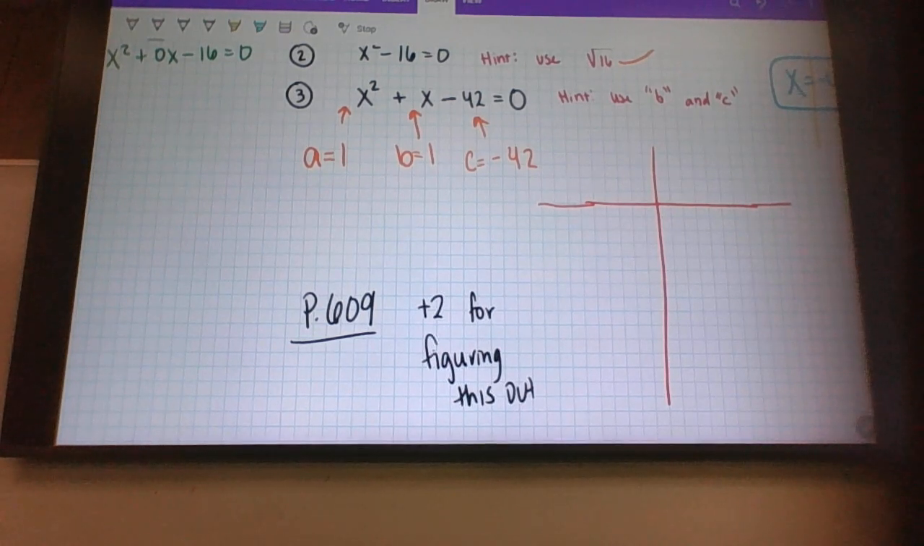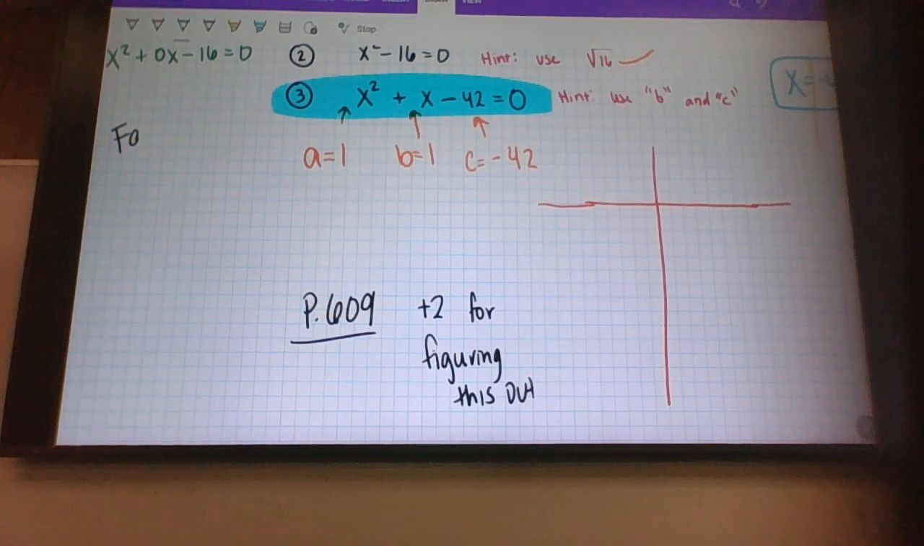This ain't helping nothing. You're doing this problem right here. 609, but it ain't helping. You gotta factor and solve number 3. For page 609, read page 609, figure out how that problem is solved, then try to apply the same strategy to the one on the screen. It's the same.